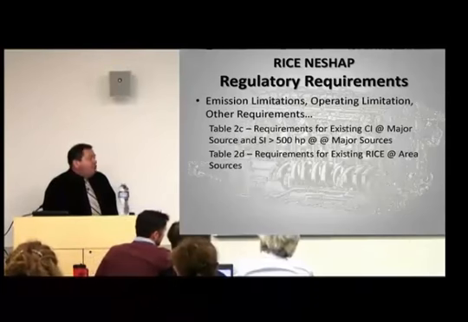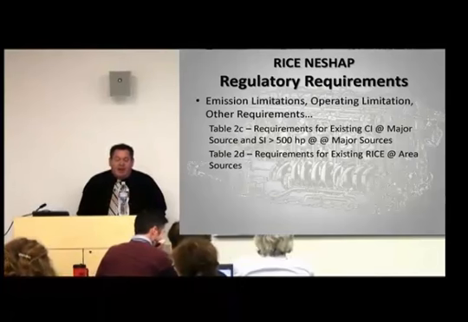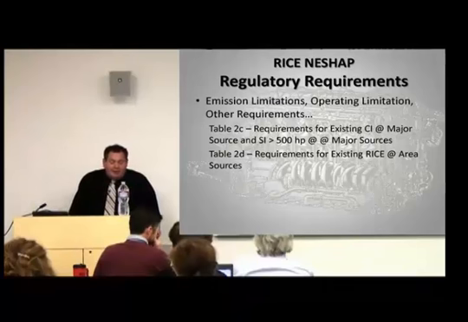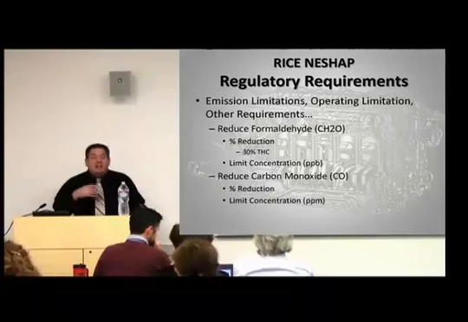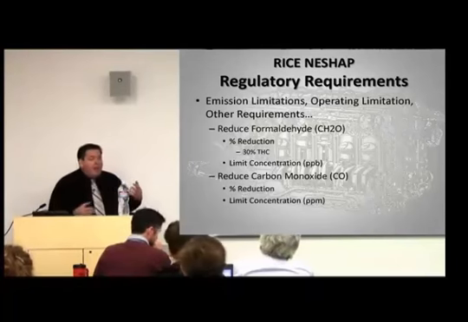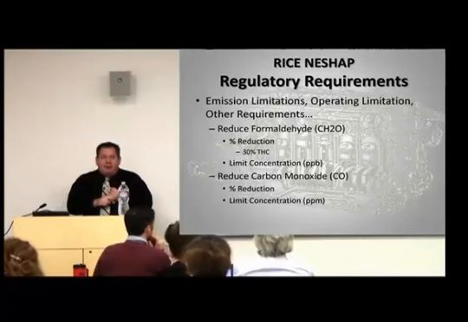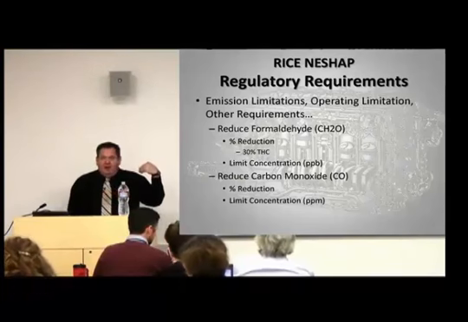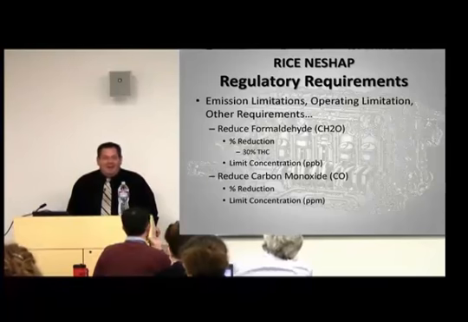And then you have table 2C, which are requirements for existing compression ignited engines at major sources and spark ignited engines greater than 500 horsepower at major sources. Finally, 2D, requirements for existing RICE at area sources. But essentially, this is what these tables say. For emission limitations, remember the HAPs that we're trying to manage: formaldehyde, acetaldehyde, acrolein, methanol, polycyclic aromatic hydrocarbons. Well, primarily the gas they want to measure is carbon monoxide. That's a criteria gas. What's up with that?